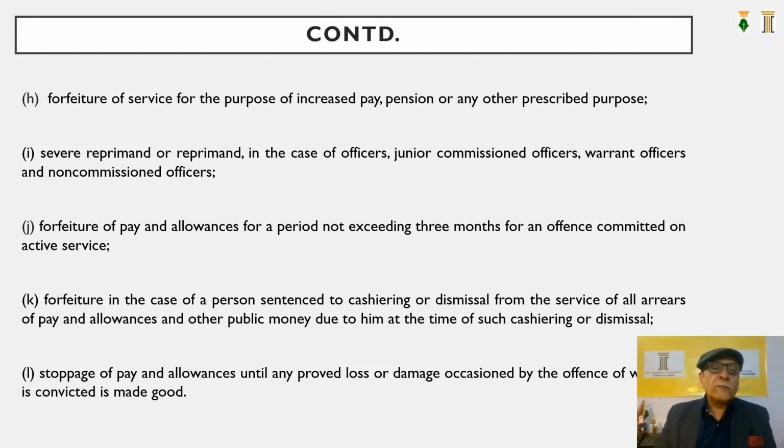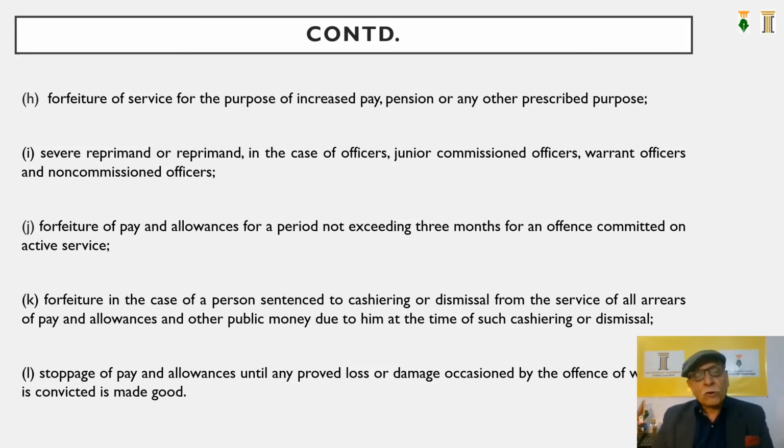Then forfeiture of service for the purpose of increased pay, pension or any other prescribed purpose. So say for example 3 years service can be forfeited under this for the purpose of pension or gratuity and so on. Then severe reprimand or reprimand, which can only be given to officers, JCOs, warrant officers and NCOs. In other words, riflemen or sepoys cannot be given this punishment, which is there in this section 71 clause I.